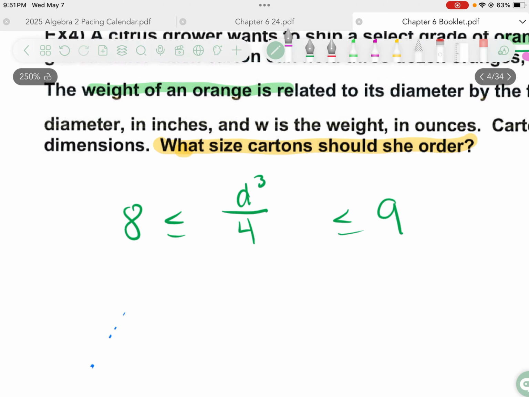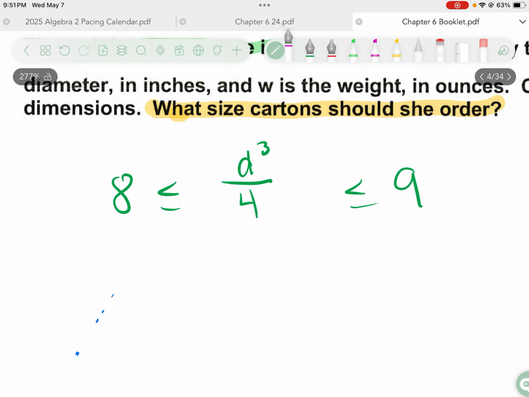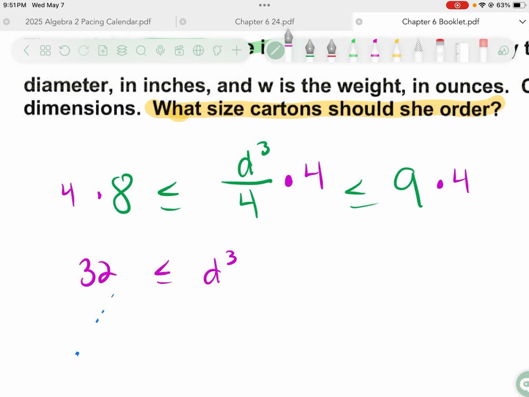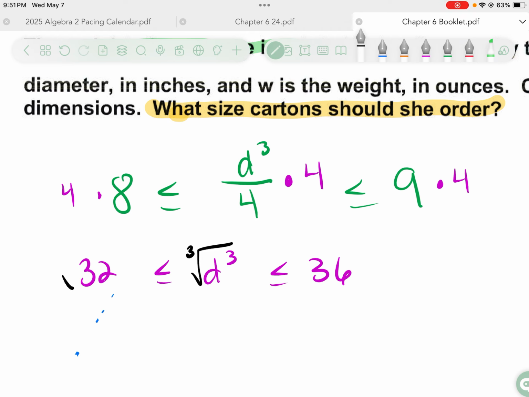And now we solve this. So hopefully you remember how to solve a compound inequality. Get rid of that fraction that's in the middle, so multiply by the denominator, and then far right, far left. Now we need to get d by itself. So how do you get rid of something that is to the third power? You take the cube root of it.